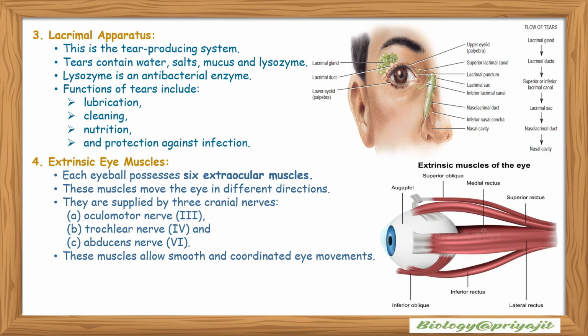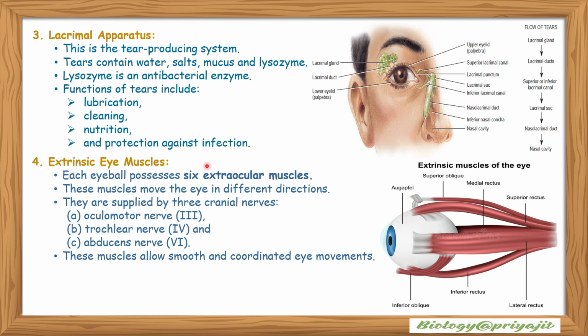Lacrimal apparatus. This is the image showing the position of the lacrimal apparatus adjacent to our eye. This is the tear producing system. Tears contain water, salts, mucus and lysozyme. Lysozyme is an antibacterial enzyme. Functions of tears include lubrication, cleaning, nutrition and protection against infection.